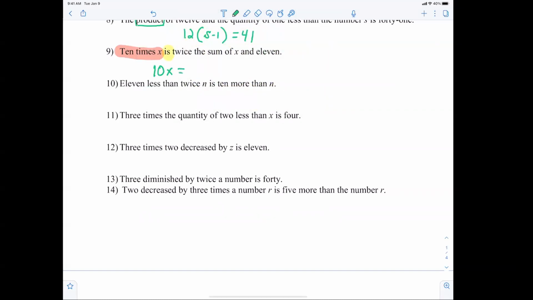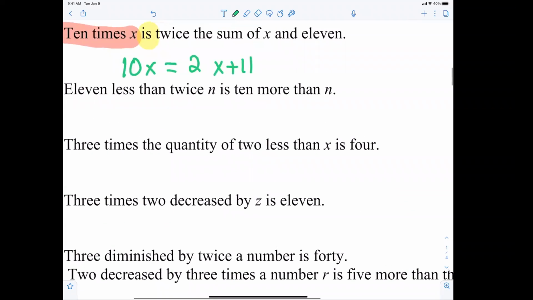Equals. Twice the sum of x and 11. What does twice mean to do? Times 2. What are we going to multiply by 2? The sum of x and 11. And what is the sum of x and 11? x plus 11. So I have a 2 and an x plus 11. Is that the way you want it, or does something else need to be done with that?